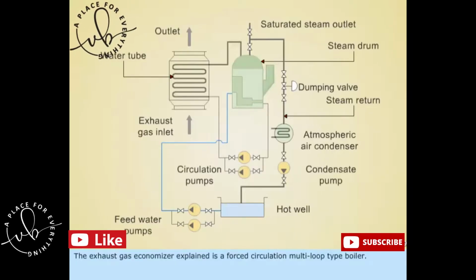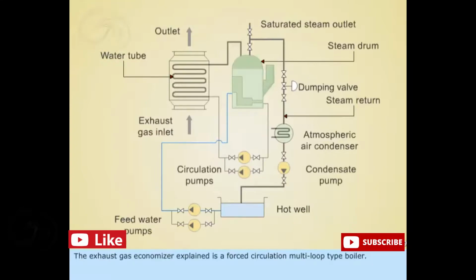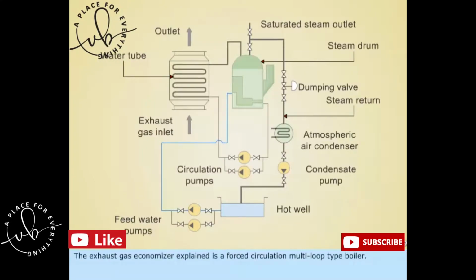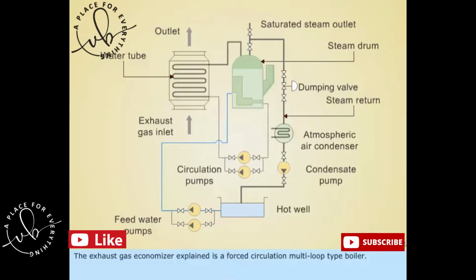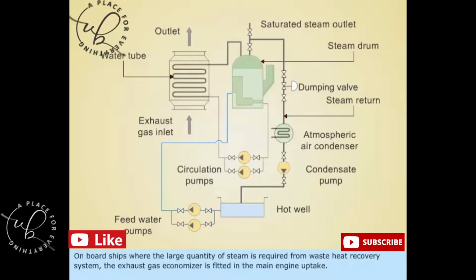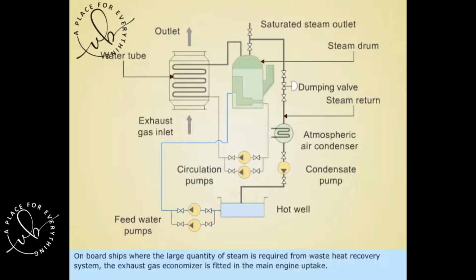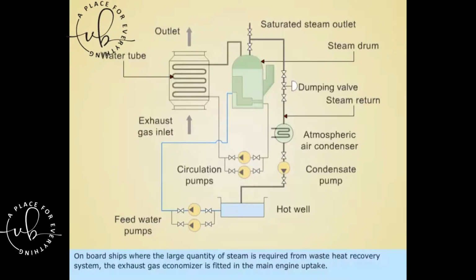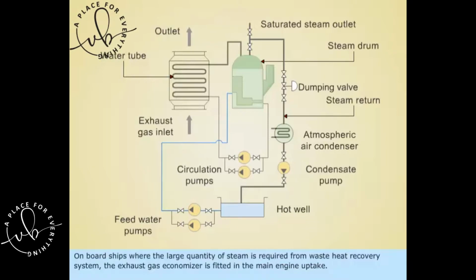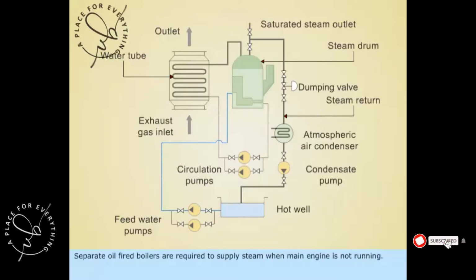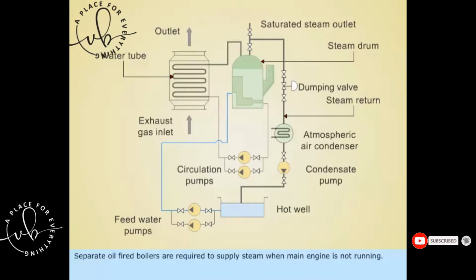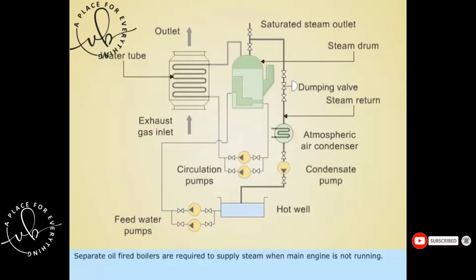The exhaust gas economizer explained is a forced circulation multi-loop type boiler. On board ships where a large quantity of steam is required from the waste heat recovery system, the exhaust gas economizer is fitted in the main engine uptake. Separate oil-fired boilers are required to supply steam when the main engine is not running.